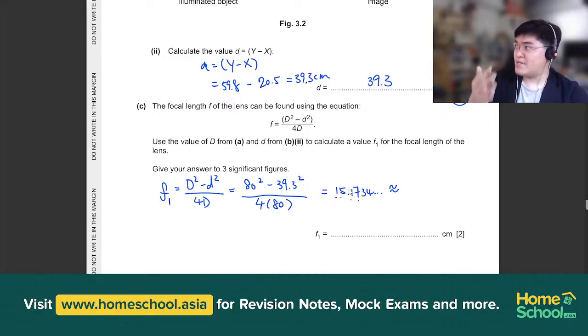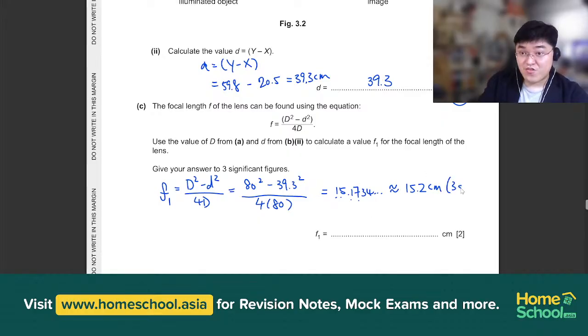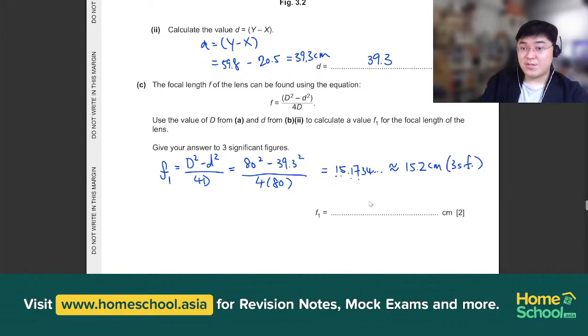7 is greater than 5, so we round up the third significant figure. So we get 15.2 watt centimeters. Okay, that's the value of f right here. So let's write down three significant figures. Yeah, f is equal to 15.2.